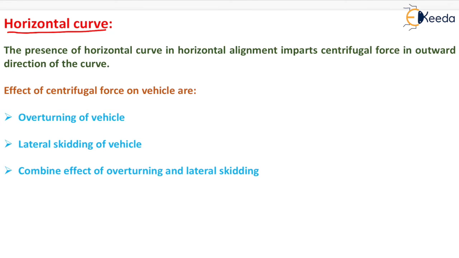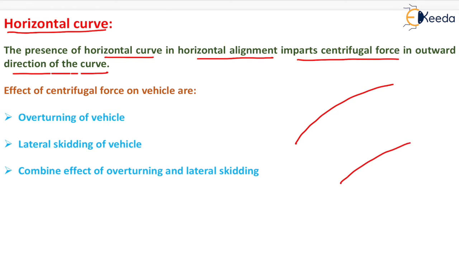The presence of horizontal curve in horizontal alignment imparts centrifugal force in outward direction of the curve. It means that if there is a horizontal curve like this, and any vehicle is traveling on this horizontal curve with a velocity v, then there will be an outward force, which is known as centrifugal force, acting in the outward direction. So the presence of horizontal curve in horizontal alignment imparts centrifugal force P in outward direction of the curve.